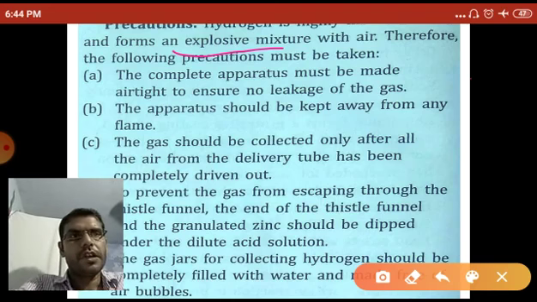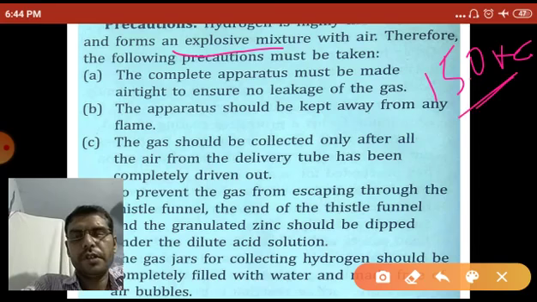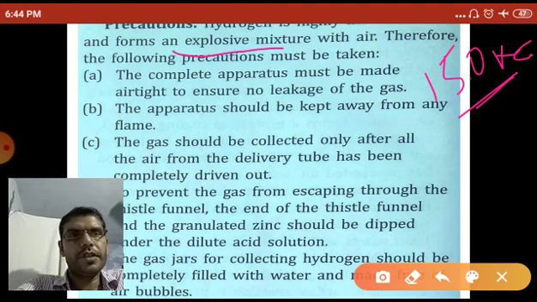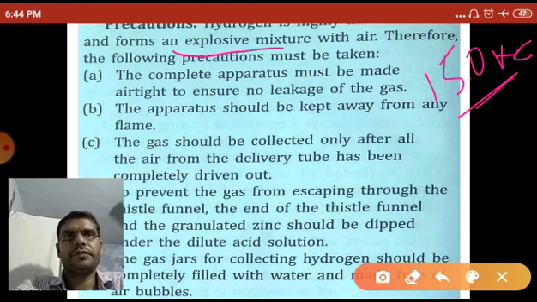The calorific value of hydrogen is 150 kilocalories, so hydrogen is a good fuel. When hydrogen gas comes in contact with air, it combines with oxygen and releases a lot of heat. Due to that, we should take some precautions during the formation or collection of hydrogen gas in the laboratory.